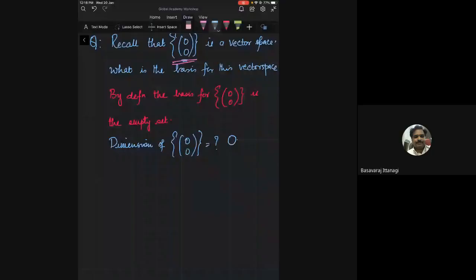Is this clear? This is a very, very important takeaway for us, because we're going to do something in terms of matrices, and then we're going to get this always. So the zero vector space has a basis which is the empty set, and the dimension of the zero vector space is always 0. Is this okay? Is everybody fine with this? Shall we go ahead?